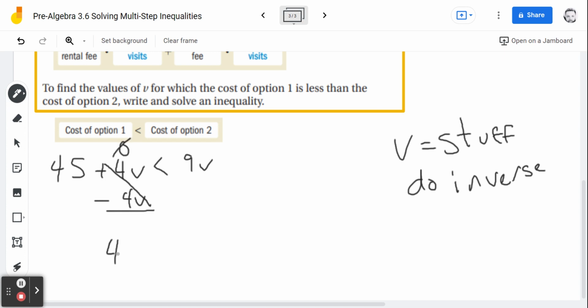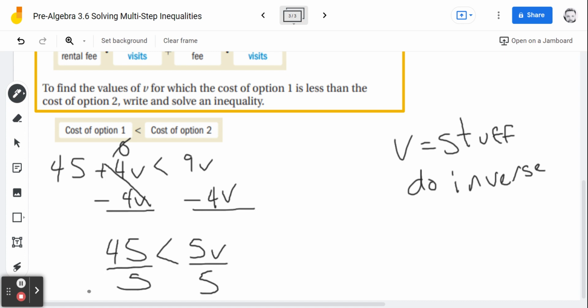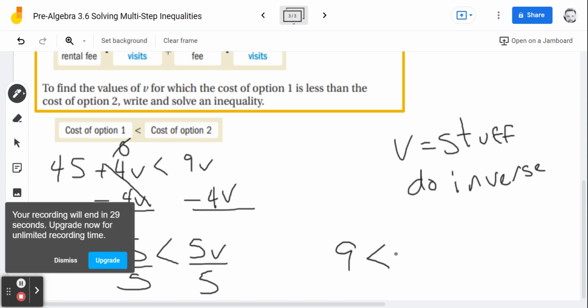And so when I do this mathematically, 45 plus 0 is 45. Now remember, whatever I do on one side of the inequality, I have to do on the other. And so now I have a positive 5 over here, because 9V minus 4V equals 5V. So now to get the V by itself, 5V means 5 times V, so I do the inverse of multiplying by 5, which is to divide by 5. 45 divided by 5 is 9. 9 is less than V.